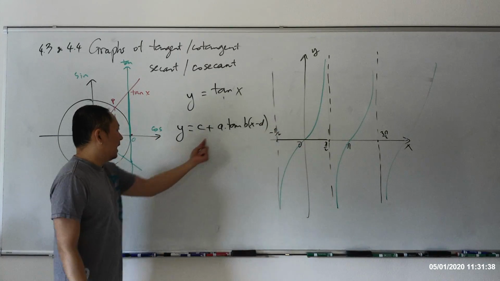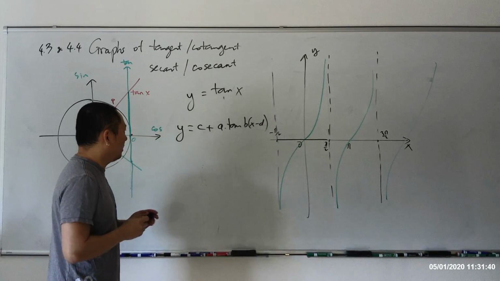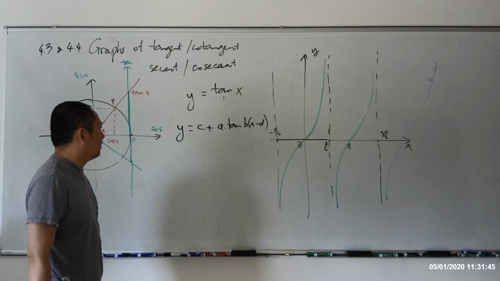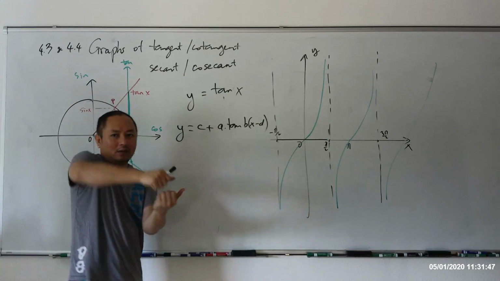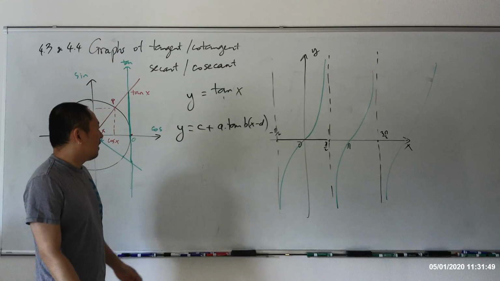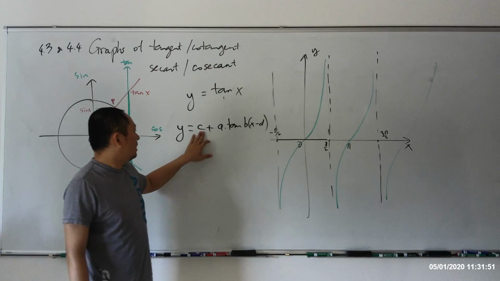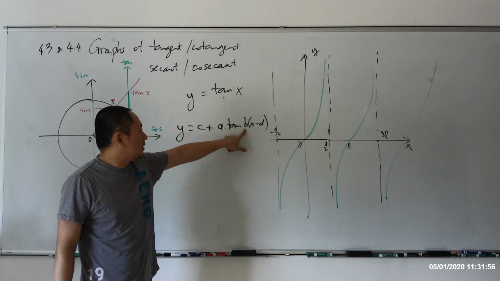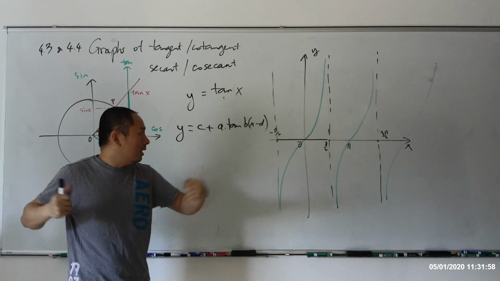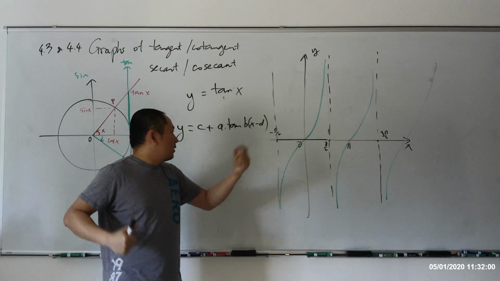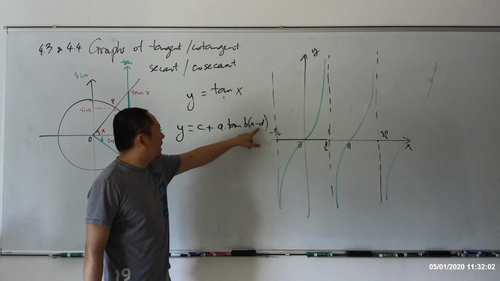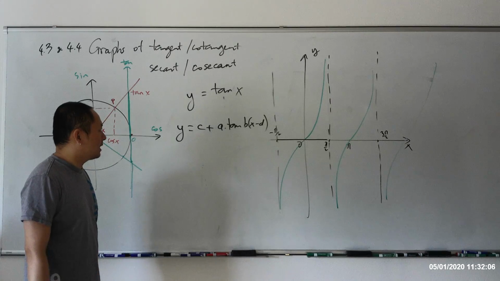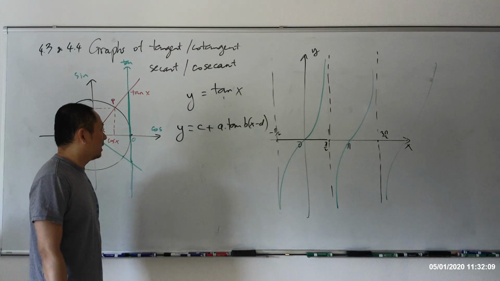Okay? And a here is the factor that the graph is going to be stretching out vertically. So if a is 5, the tangent function is stretched out 5 times taller. C here means that the graph shifts up and down C units. B here means that the graph is compressed or stretched horizontally by a factor of B, and then minus D from the x means move left or right D units. Exact same thing as the sine and cosine functions.